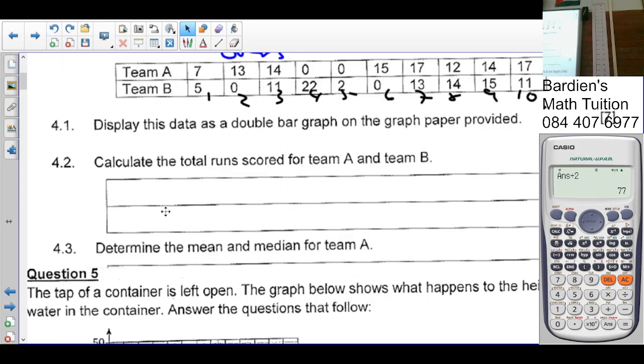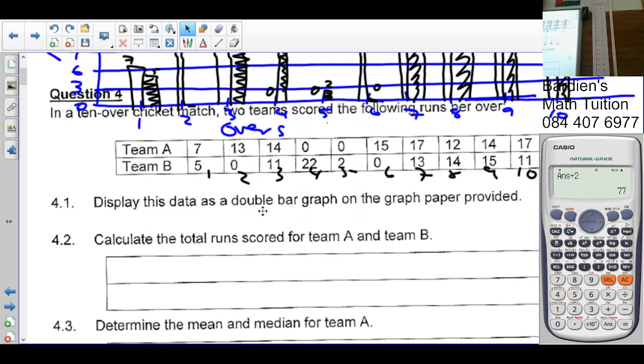Alright, listen. So there we display the data in the double bar graph. 7 marks. Here is the calculated total runs scored for team A and team B.